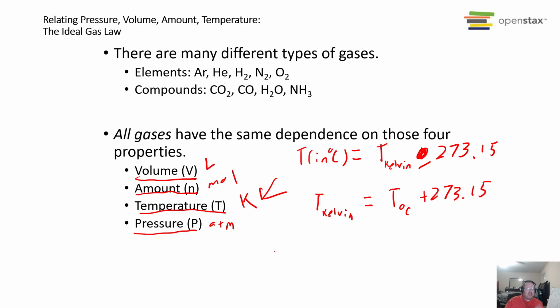So for example, if I knew something was at 25.0 degrees Celsius, I could plug it into this equation here and tell you that the temperature in Kelvin would be equal to 298.15 Kelvin.